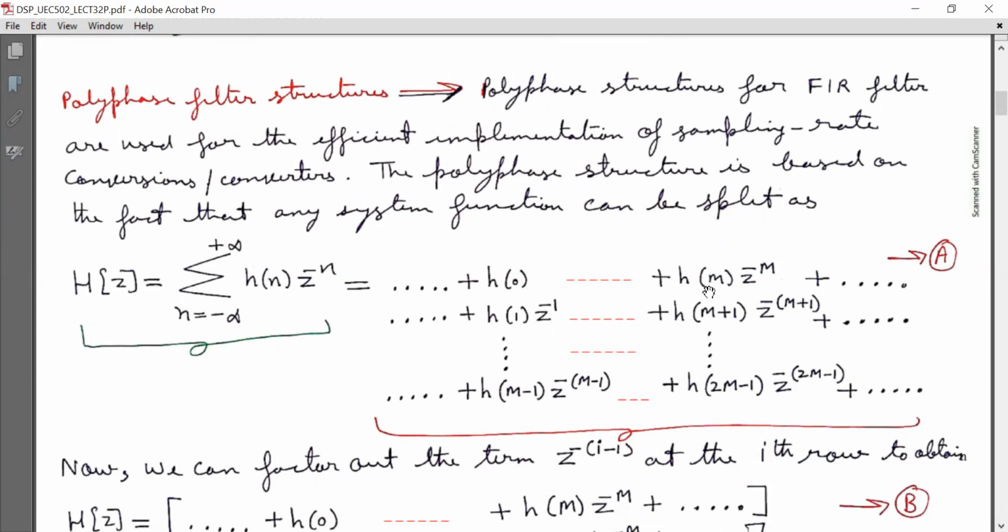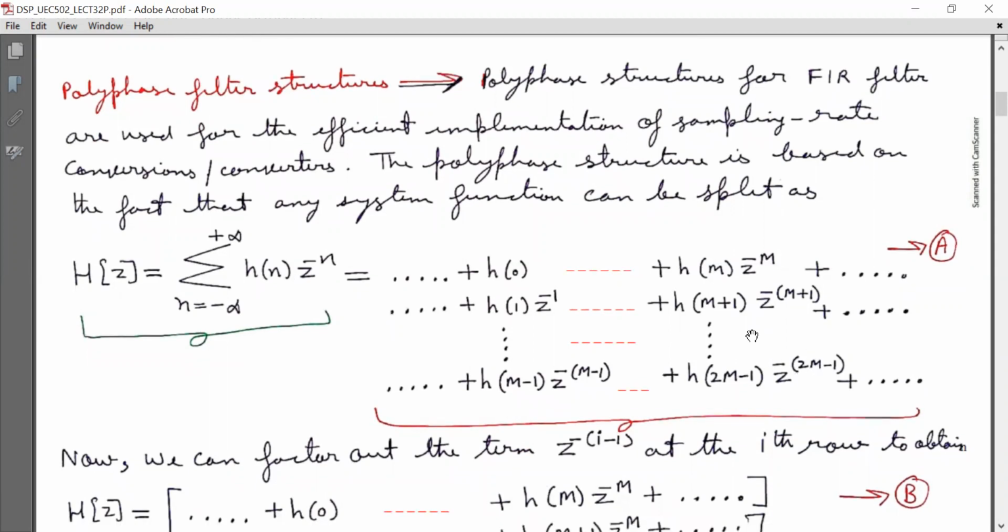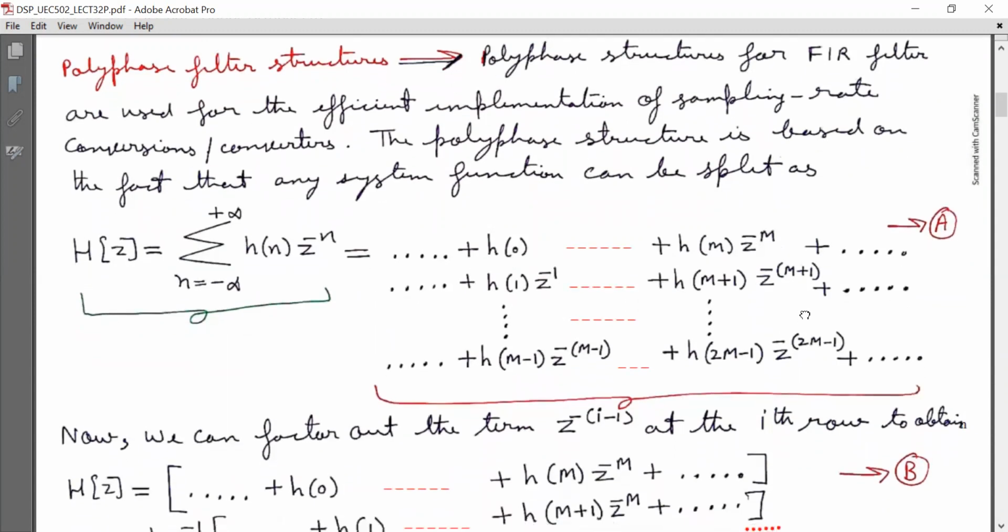In this column, the entries are h(m) z^(-m), h(m+1) z^(-(m+1)), up to h(2m-1) z^(-(2m-1)). So we have arranged the elements of this series in a particular fashion as shown in equation A. In each column, look at this. In each column, we have arranged the elements as shown in equation A.